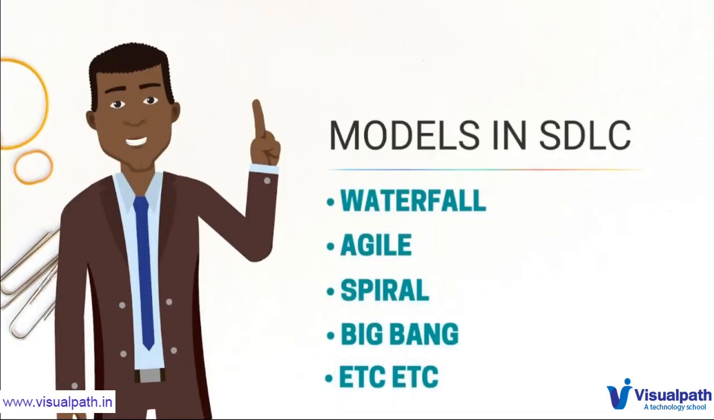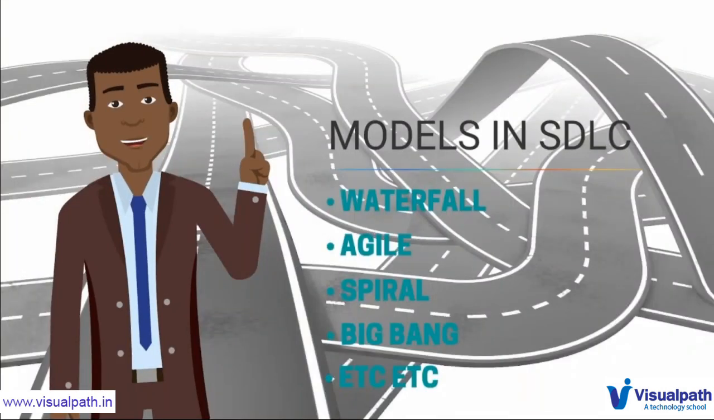There are different models in SDLC, like waterfall, agile, spiral, big bang, and there are a few others. So I'm going to compare waterfall and agile, and I will show you how agile is the mother of DevOps. Think of these models as different roadways, or paths to reach a destination.